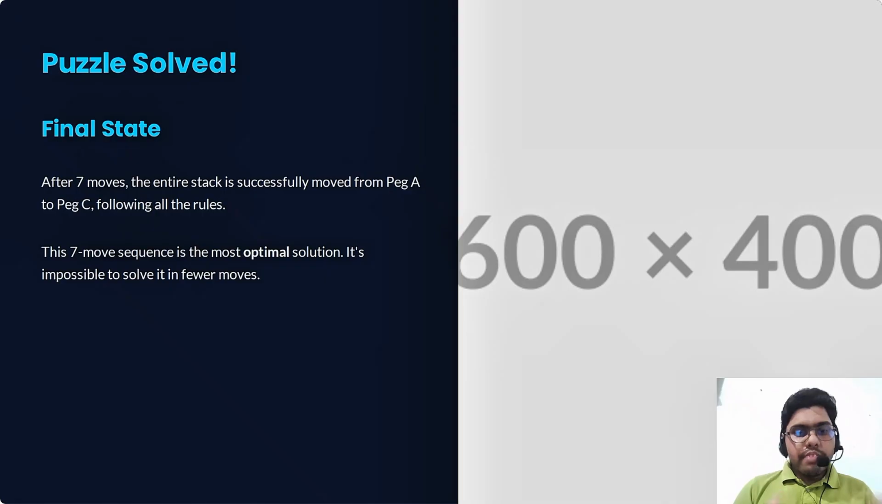And we are done. In exactly 7 moves, we have successfully moved the entire stack from peg A to peg C, following all the rules. This is the most optimal solution possible. You literally cannot solve it in fewer moves.